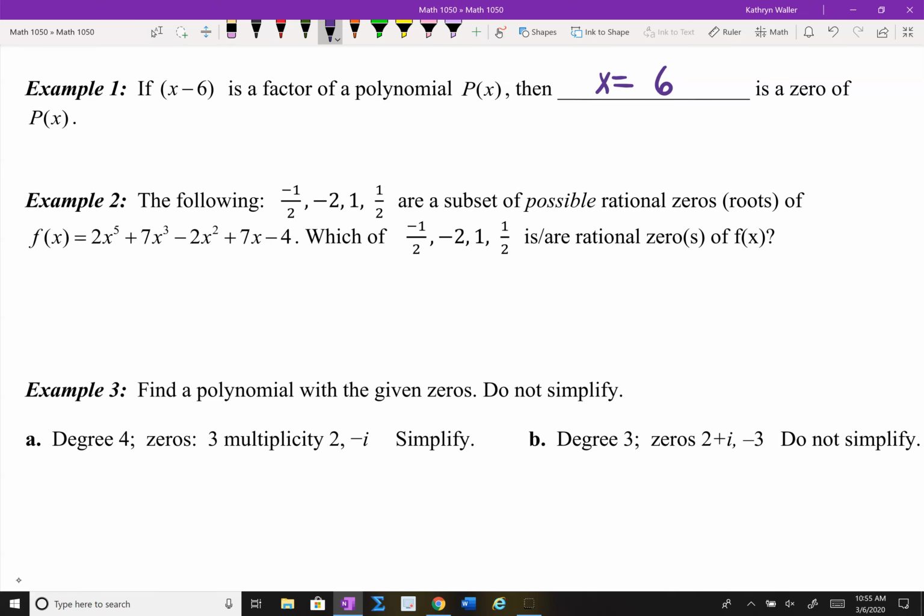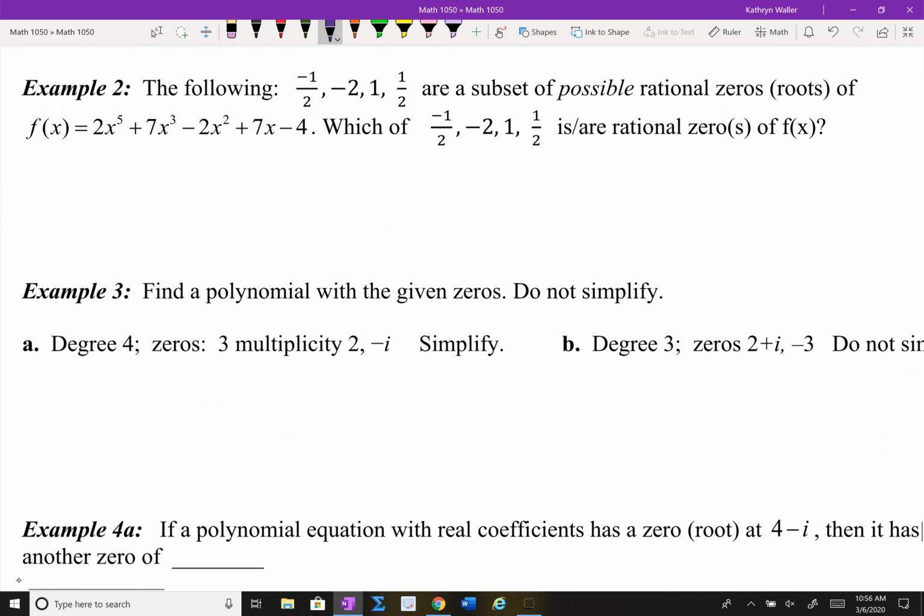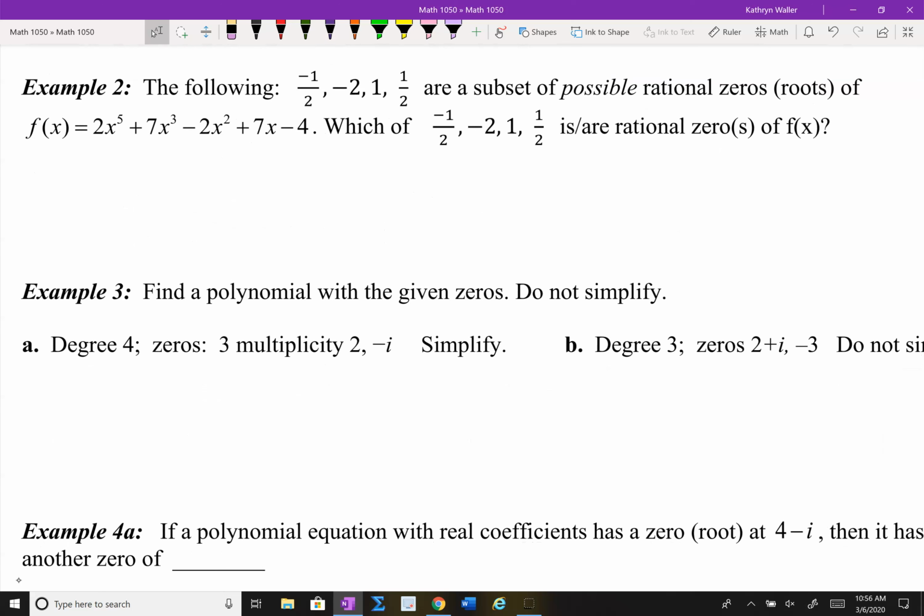Okay, the following is a subset of possible rational zeros. Which one actually is a 0? Now this was on your quiz, and I still think that it's fair because we've already talked about this, okay? So basically, these are not all the possibles. They're just some of the possibles. So they want to know which one of these work, okay?